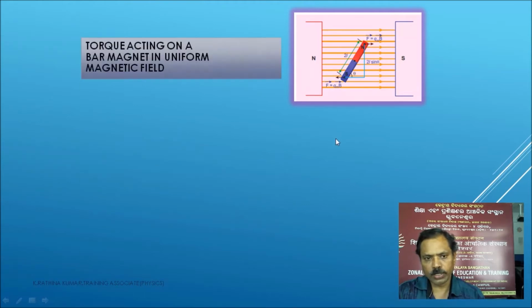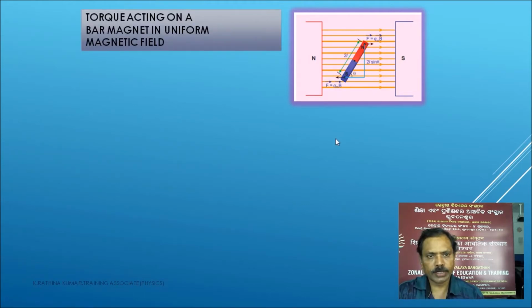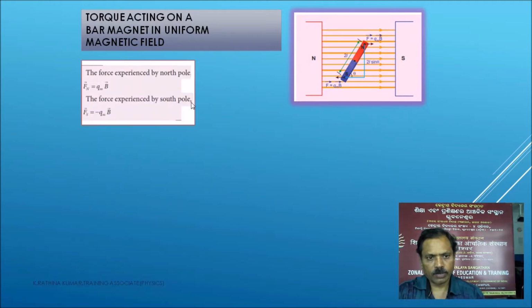Let us go through this. Torque means a coupling effect. When the net force becomes 0, then a torque acts on the system. So, torque acting on a bar magnet in a uniform magnetic field. The force experienced by the North Pole is equal to Qm B. Here Qm means the magnetic pole strength, and B is the magnetic field vector.